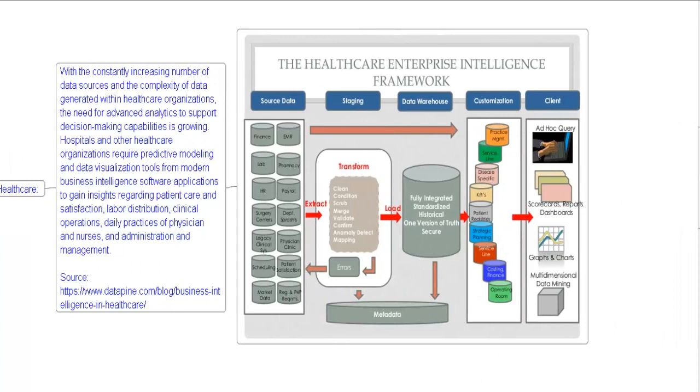Let's try to understand business intelligence through this image. As we know, a picture is worth thousands of words. This part of the image shows how data is extracted from various data sources: finance, EMR, lab, pharmacy, etc., and sent to the warehouse using ETL tools. ETL stands for extract, transform, and load. This is called ETL tools.